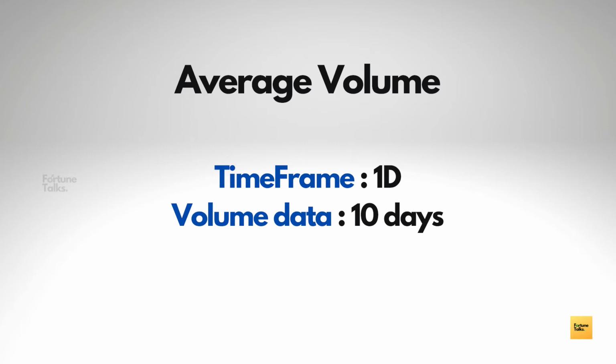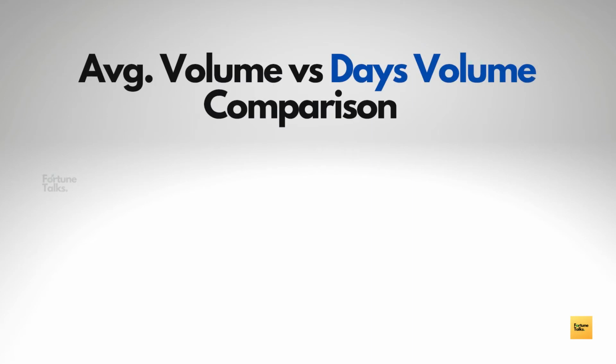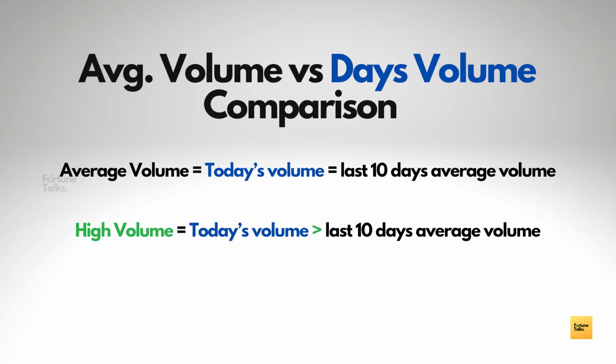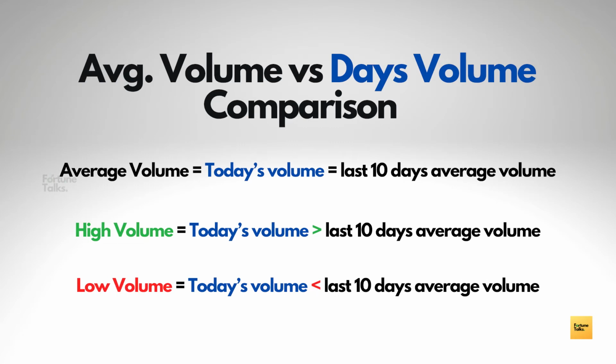That is a 1-day time frame and 10 days of volume data for the average volume measurement. After the average volume measurement is done, we can use it for the comparison of today's volume. Now today's volume is said to be the average volume if it is equal to the last 10 days average volume. Now if today's volume is said to be higher volume or is said to be an increasing volume, then it is greater than the last 10 days average volume. And finally, if today's volume is said to be a low volume or a decreasing volume, then it is less than the last 10 days average volume.